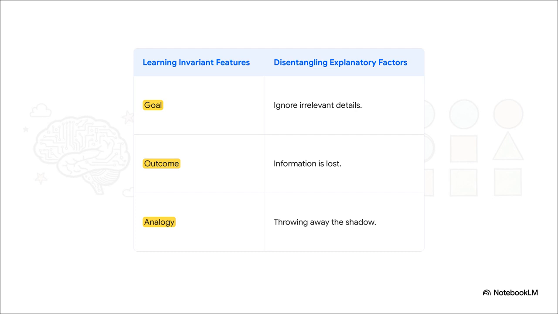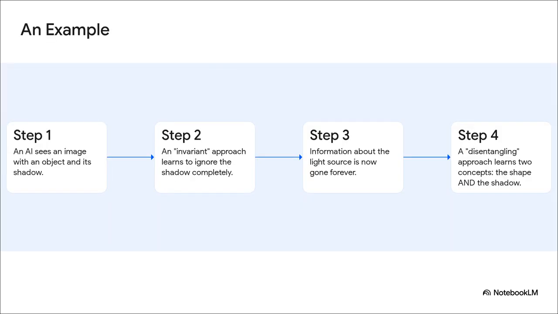The goal isn't to just throw information away, but to carefully pull apart and organize all the different things that are causing the data to look the way it does. Let's make this super concrete. Imagine an AI sees a picture of a ball and its shadow. The invariant approach says, okay, to know it's a ball, just ignore the shadow completely. Simple enough. But what if the direction of that shadow could tell you where the sun is in the sky? Well, too bad. That information is gone forever.